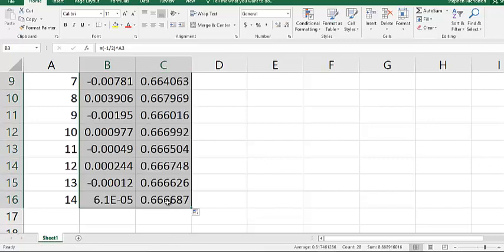And you can see that after 14 terms, the nth partial sum is 0.666687. And we said, well, it's not theoretical, it's real, it was 2/3. So here it converges much more quickly to the answer. So that confirms that we're apparently doing something right.